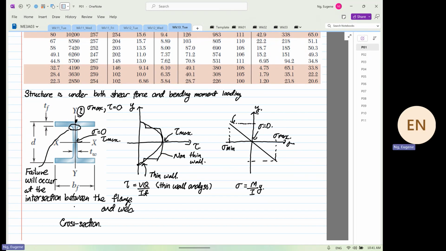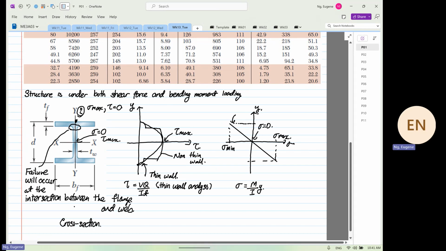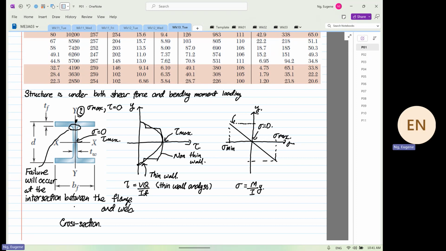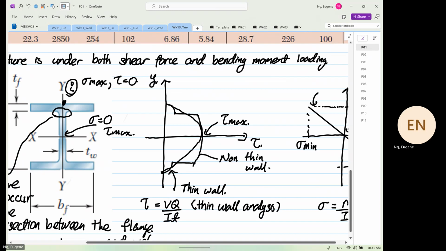It does not have the highest normal stress, neither does it have the highest shearing stress, but why will failure occur there? Anyone, please? Anyone? Yes. So what is going on at the transition area? You're right, it's a transition area. What's going on at the transition area? You're right. Yes. So what happened when thickness jump? You're partly right.